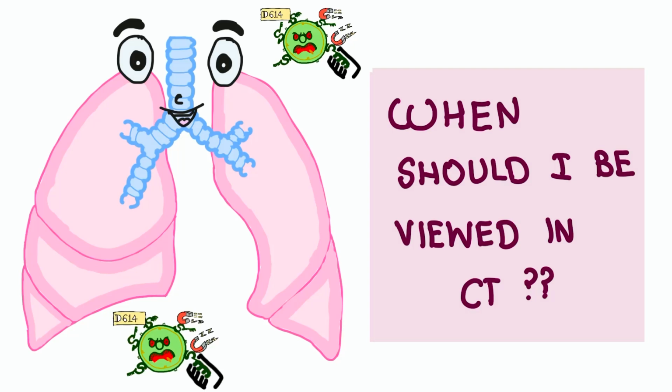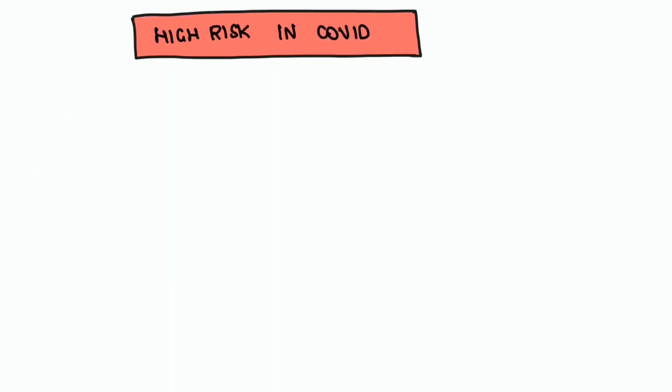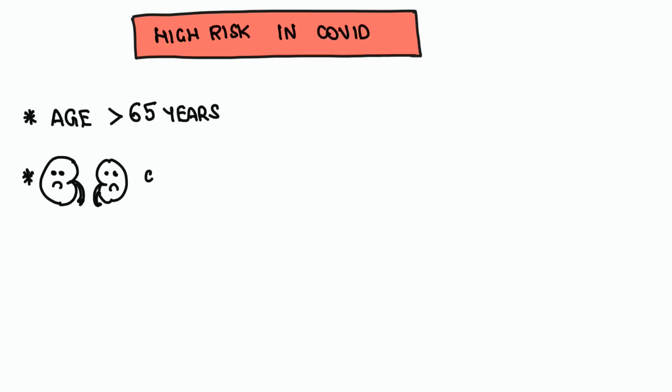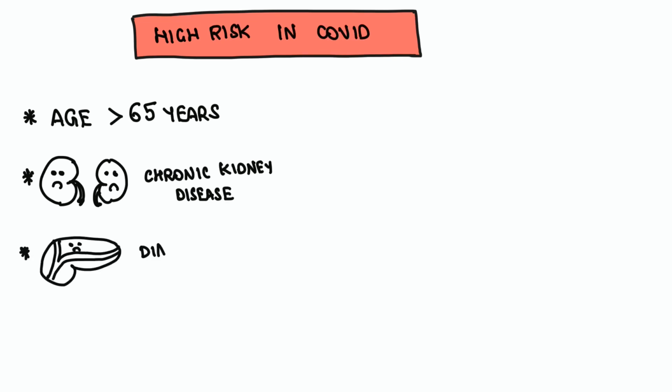Next, let's see, when should I be viewed in CT? First, let's see high risk features in COVID. Age greater than 65 years, chronic kidney disease, or type 2 diabetes mellitus. Next, patients on immunosuppressive drugs.